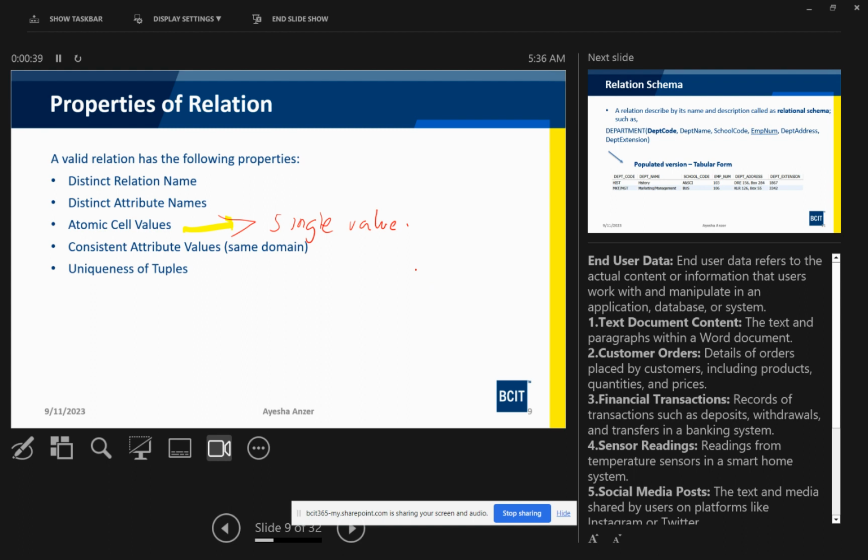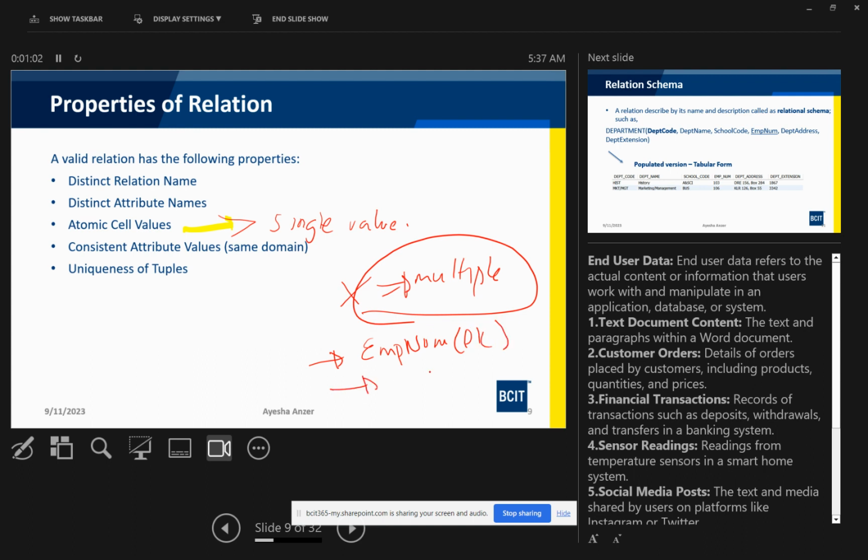So if there is a multiple value, we have to identify how we can make our table valid, whether we have to create a new table or use a primary key as a foreign key in another table. So if you remember the skill code, you're supposed to use employee number in a skill table.